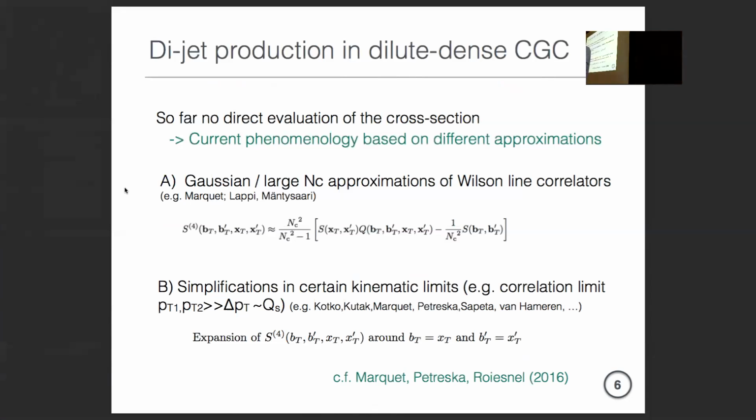Which one has any evolution? No, it's a Gaussian with evolution. It's a Gaussian approximation. So this is the BK evolved dipole. You use a Gaussian approximation, so you can express the quadrupole through the dipole. That's what I would do.